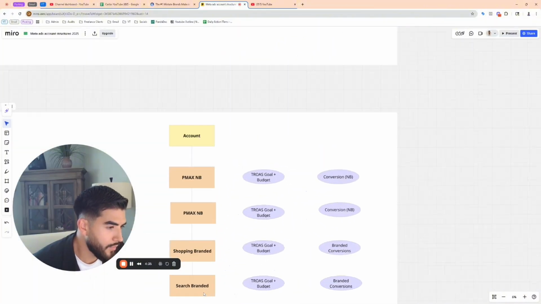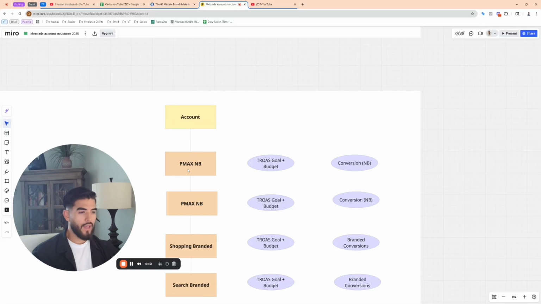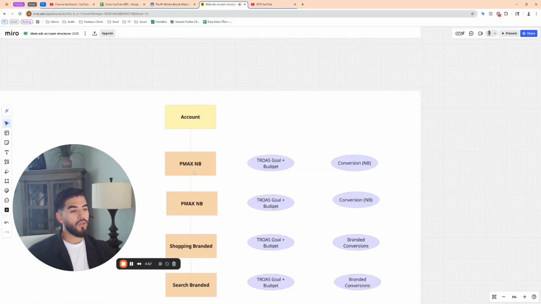So maybe you have, again, two PMAX campaigns. In most cases, I'd actually recommend just one campaign, depending on your budget. But you'll have two different PMAX campaigns, different product categories, et cetera. But you're going to add an exclusion on any brand terms, and you're only going to optimize for net new customers in this campaign. There's several settings in the back end of the PMAX campaign where you can exclude any brand terms, and you can optimize for net new customers within the PMAX campaign setup.